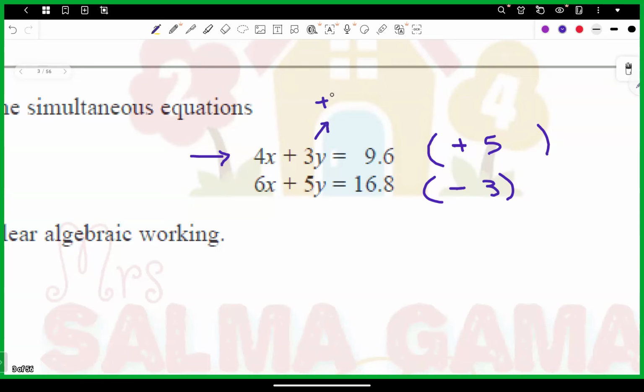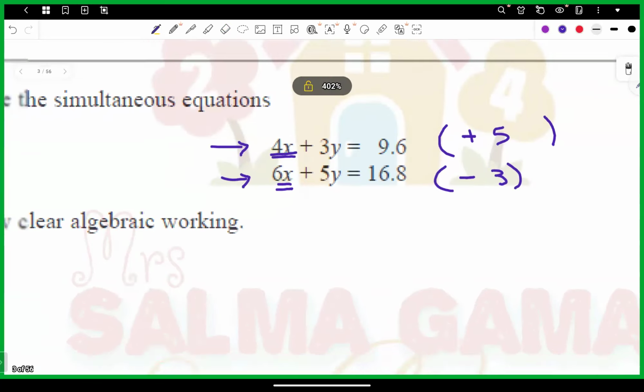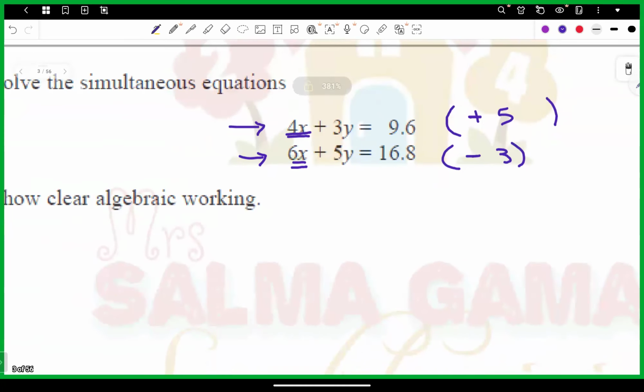To have positive 15y here, and to have minus 15y in the second equation, to cancel them and then find the value of x this way. So I have to multiply equation 1 by positive 5. 4 by 5 equals 20, 20x plus 15y equals 9.6 multiplied by 5 equals 48, positive 48.